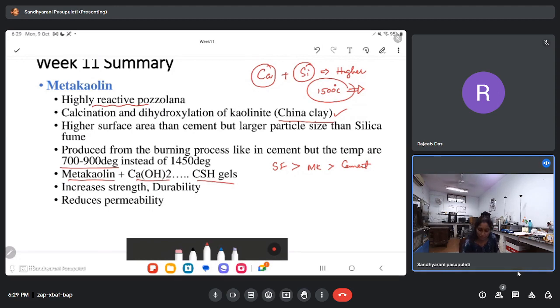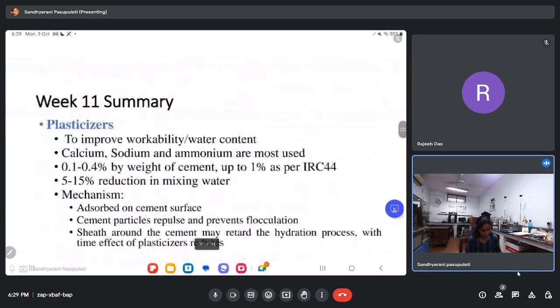If we remember, the main mechanism in all the pozzolanic materials and admixtures is that we have an excess amount of calcium hydroxide after the hydration of the OPC cement. That calcium hydroxide needs to react with the pozzolanic materials or admixtures. Thereby, it should form the calcium silicate hydrates or CSH gels at the end, because these are the cementitious, strength-related properties for the concrete or cement. Thereby, this increases the strength and durability and reduces the permeability.